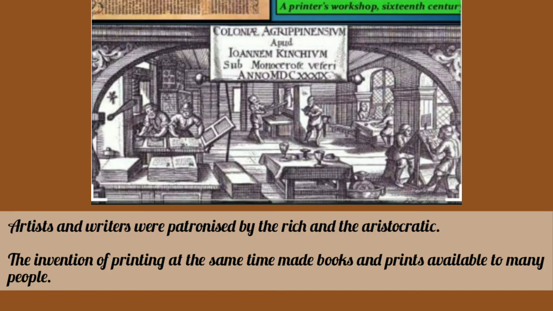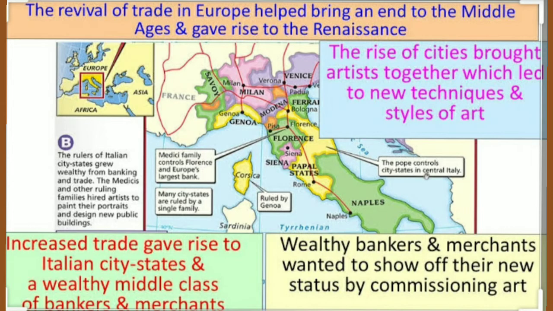Various artists and writers were patronized by the rich and the aristocratic class. Several inventions of printing at the same time made books and prints available to many people, including those living in distant towns or countries. So basically, a sense of history also developed in Europe, and people contrasted their modern world with the ancient one of the Greeks and the Romans.